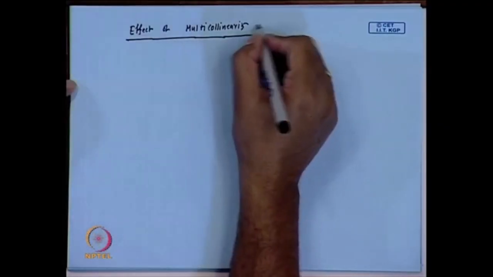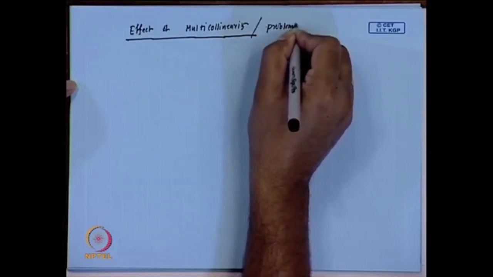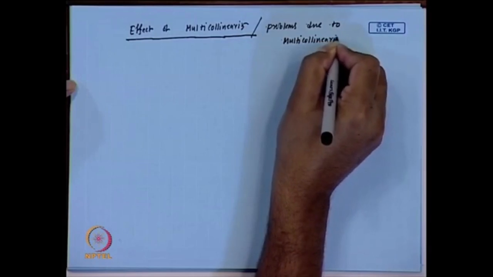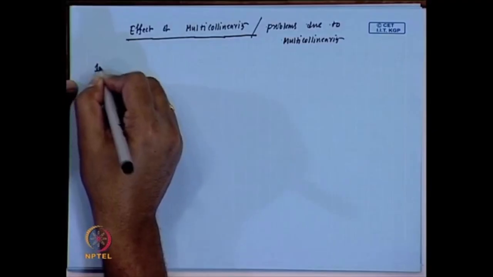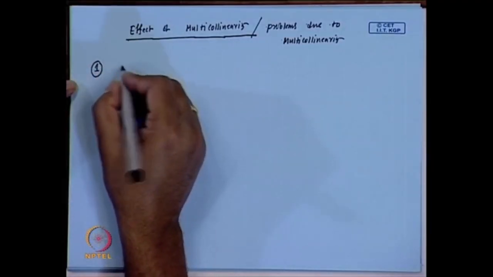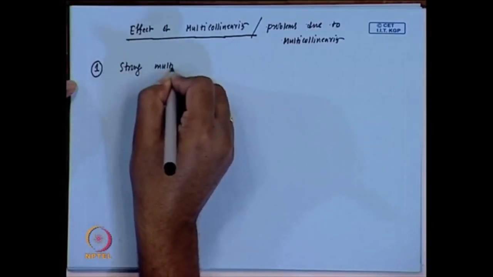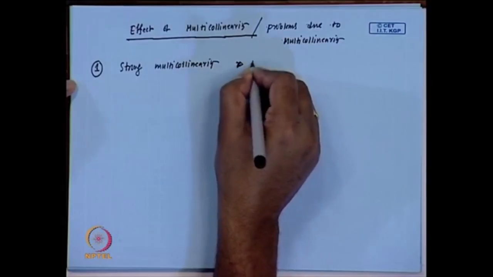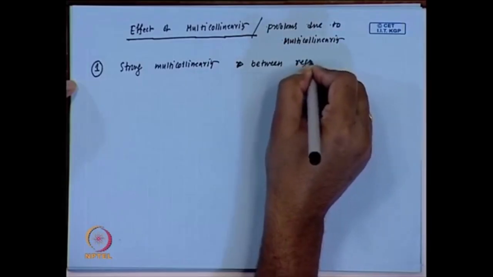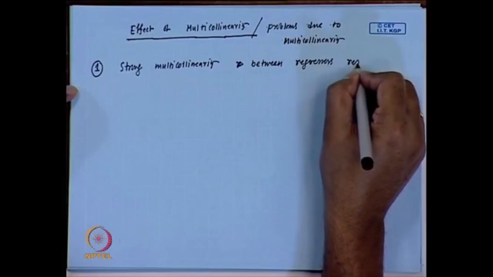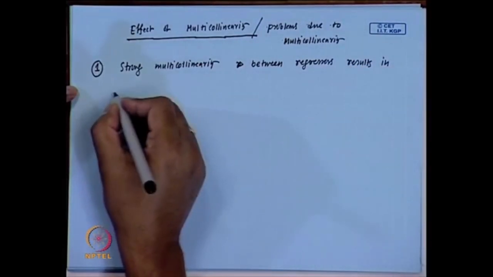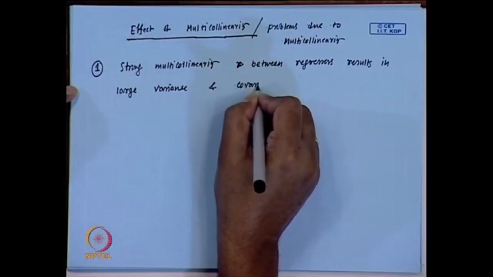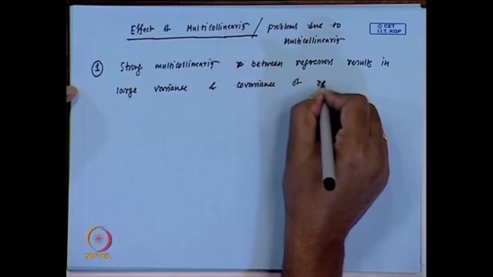Well, I can also say the problems due to multicollinearity. The first one says the strong multicollinearity between regressors results in large variance and covariance of regression coefficients.